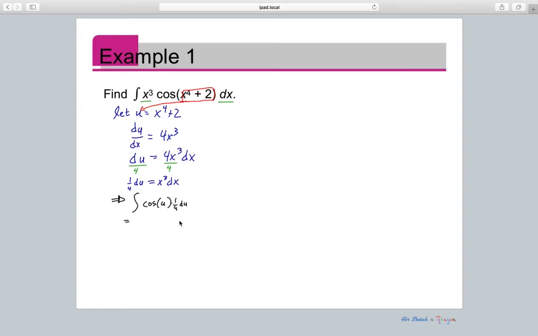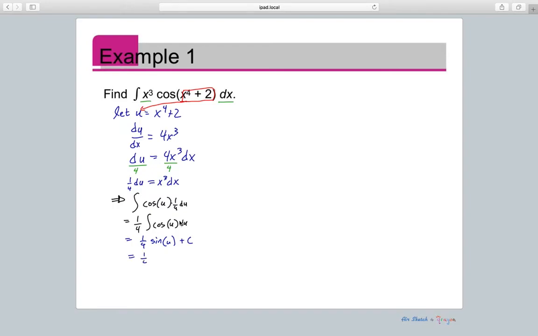Properties of integrals say that if I have a constant multiple, I can pull that out of the integral. So 1/4 integral cosine u du. Now everything's in terms of u. Antiderivative of cosine is just what? Sine. So I have 1/4 sine of u plus a constant because this is indefinite.